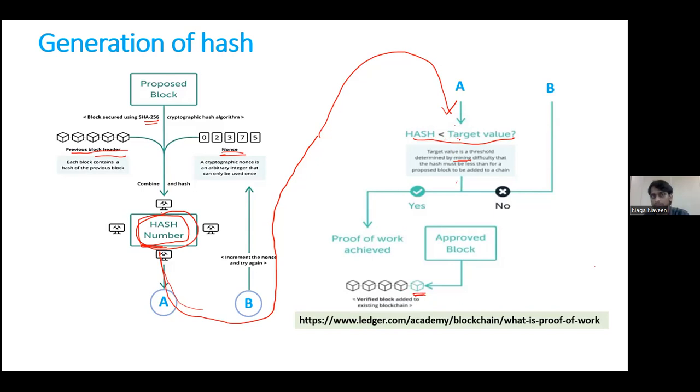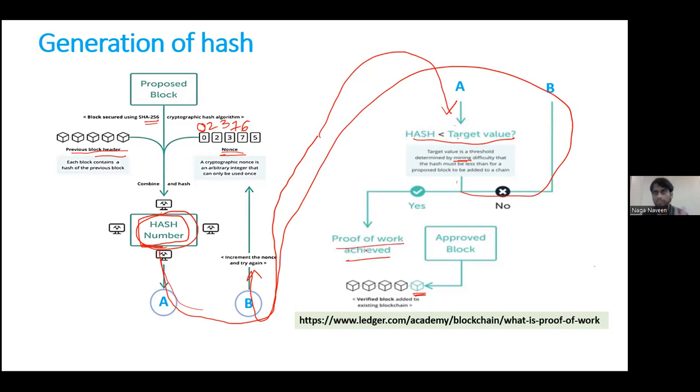Whereas if the hash is not less than the target value, then what will happen? It will go to this particular path and increment the nonce. Now it is 2375, it will be incremented to 2376. After incrementing it to 2376, again it will try to generate a hash. After generating a new hash, it will be verified whether it is less than the target value or not. If it is less than the target value, proof of work is achieved. This process will go on and on until the proof of work is achieved.